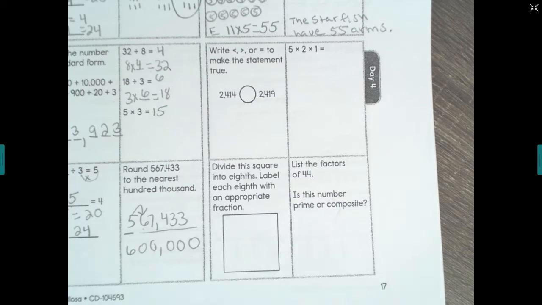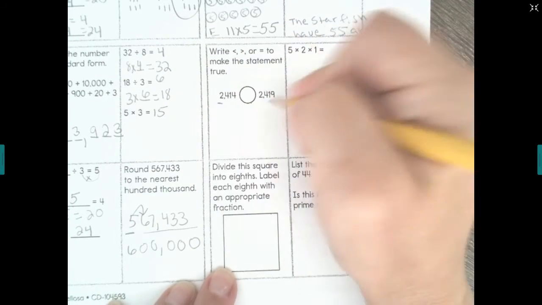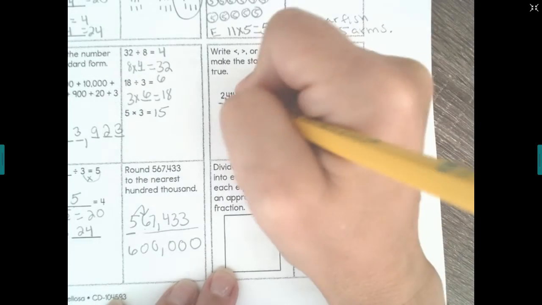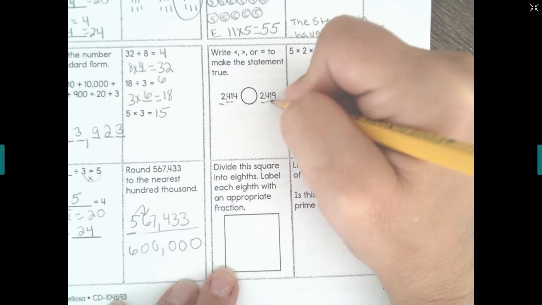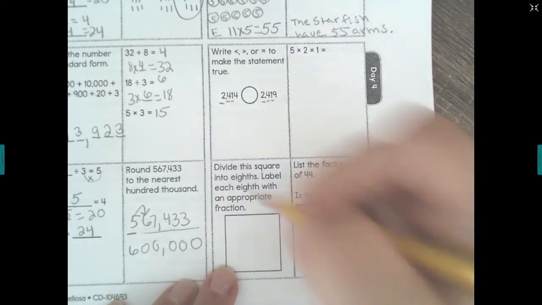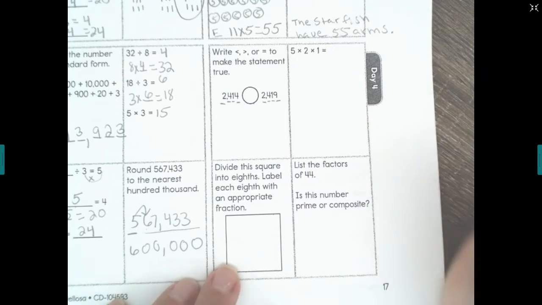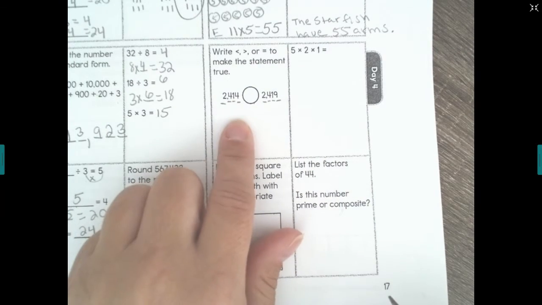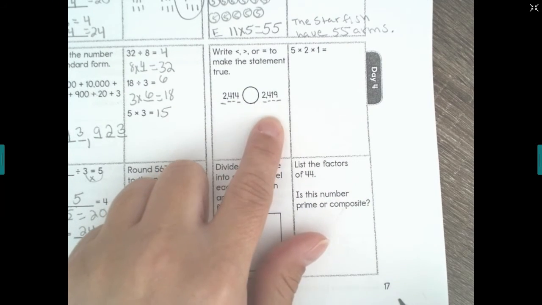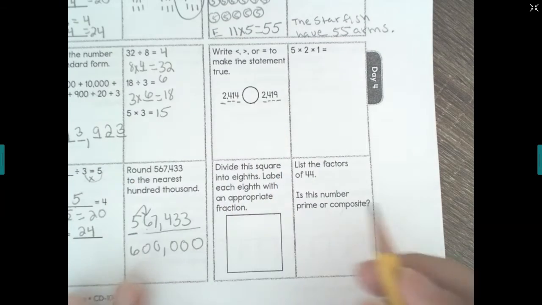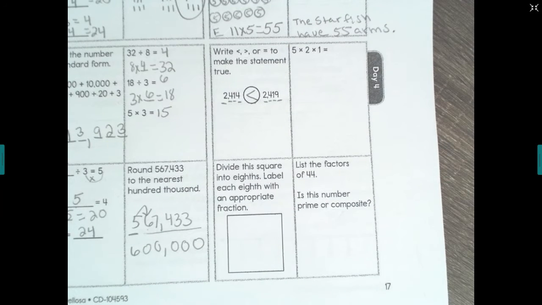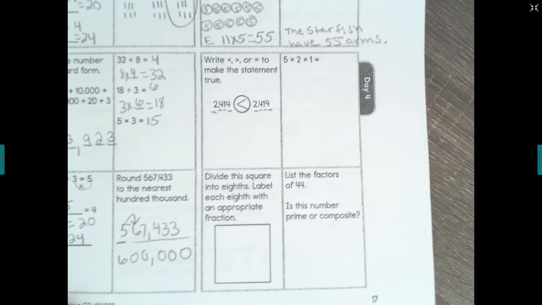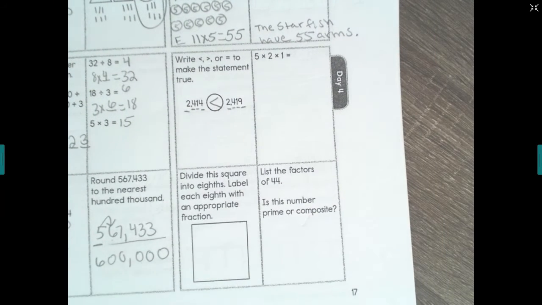is different. So I'm going to look at my thousands place, and they're both a 2. Then I'll look at the hundreds place. They're both a 4. Then I look at the tens place. They're both a 1. So far they're equal. Then I look at the ones place, and that's where they're different. So the first number has a 4 in the ones place, and the second number has a 9, and 9 is greater than 4. So we would say that 2,414 is less than 2,419.